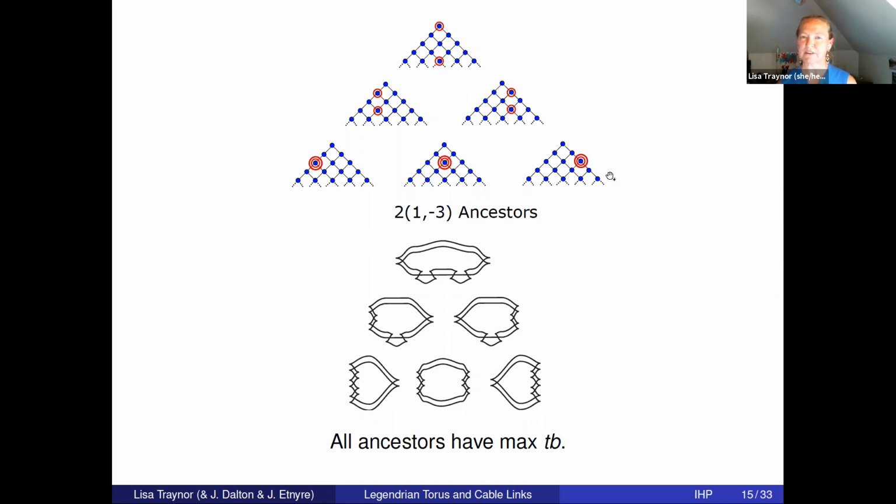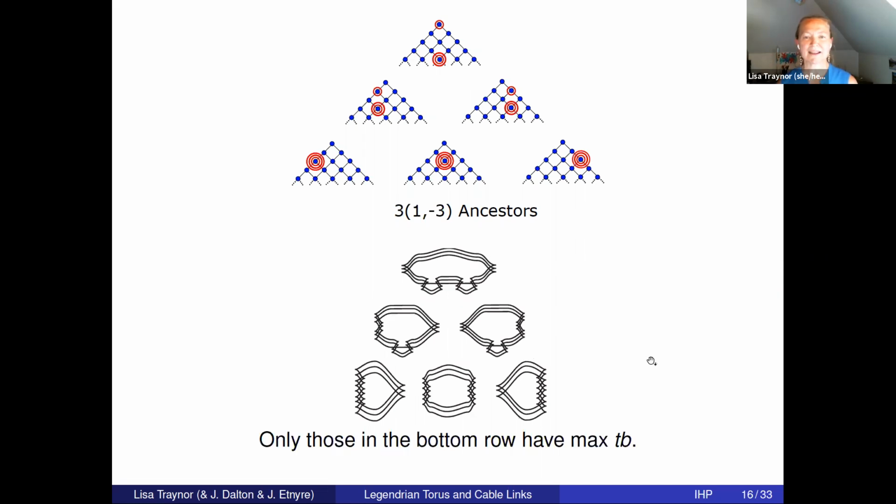So here I just think you can think of it in terms of their graph. And here you have their front projection. So all of these ancestors have max TB. But if I do 3 times minus 1, 3, again I have the 3 copy ancestors, and then I have the twisted copies. So in fact, there's kind of like 1 can rise, but the other 2 fall. These are all the ancestors.